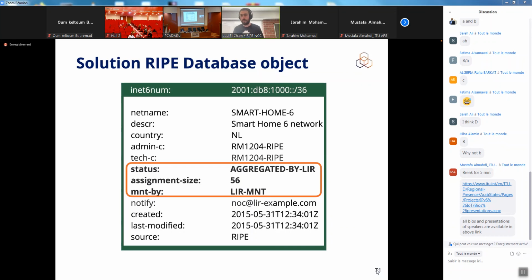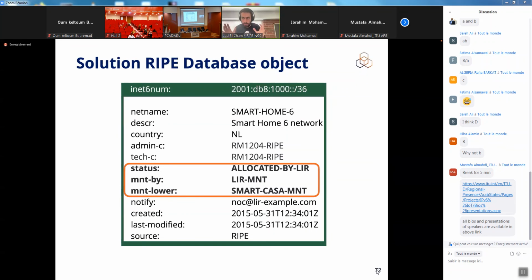The second scenario would be that, you know what, I don't want this hassle dealing with these customers and these smart houses or whatever. I am going to do a sub-allocation from my space. Remember, my customer, Future Casa, they need a /36. I have a /32. So I'm going to sub-allocate this /36 to Future Casa, Smart Casa, whatever their name is, and then they will go and do the assignments in the database themselves. So I don't want to deal with these assignments. Done, I'm going to sub-allocate part of my space to them.